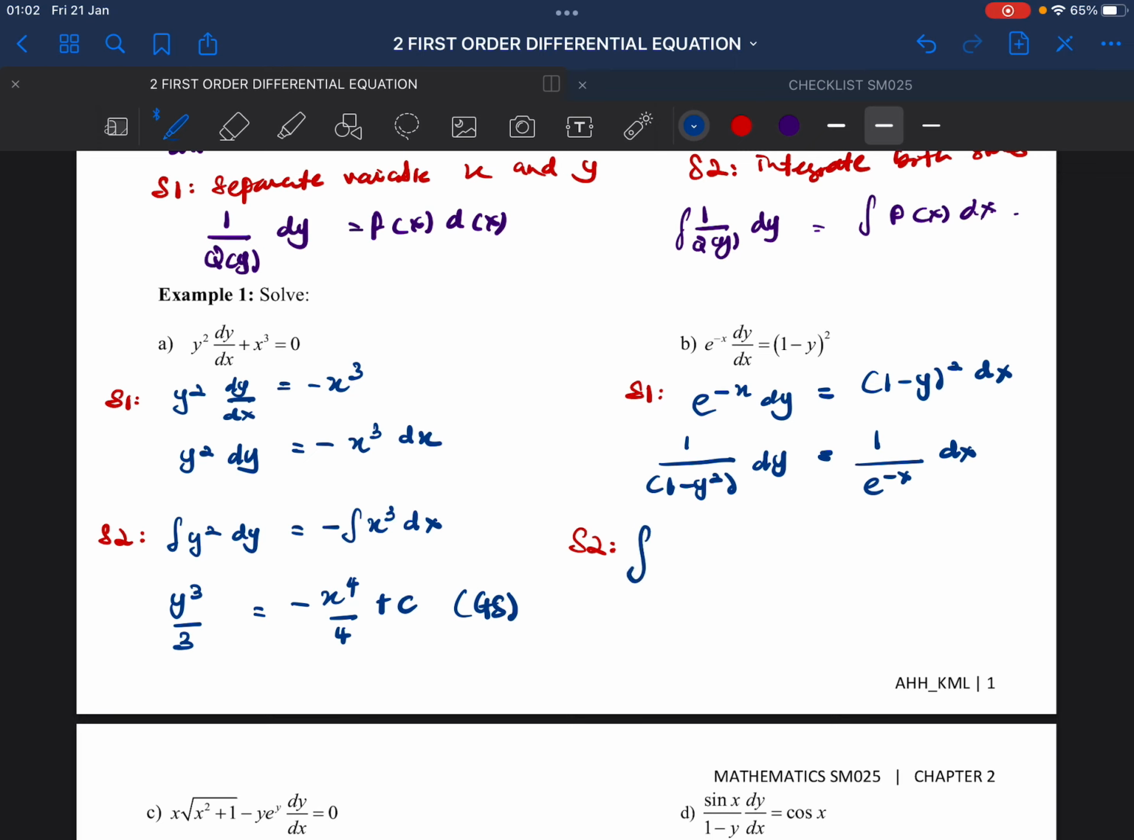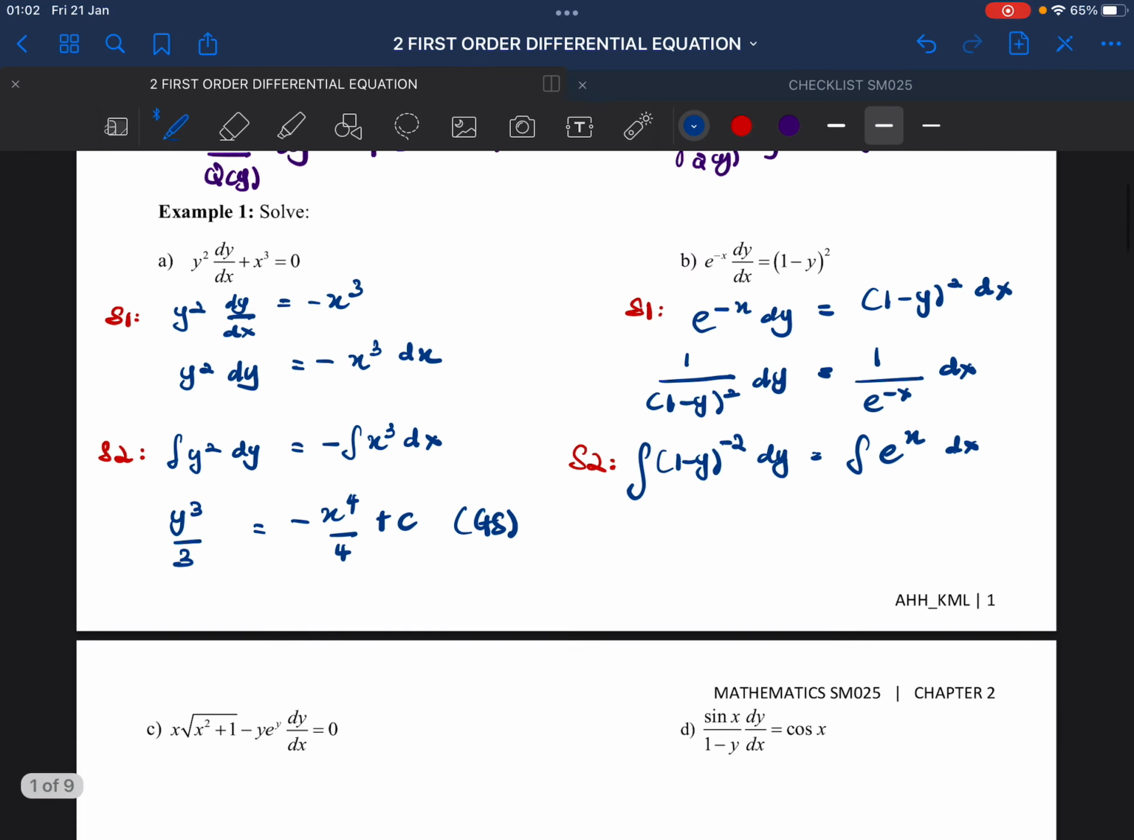So integrate 1 minus y square. 1 minus y, sorry, square nya dekat luar. Okay, here square dekat luar. So we can actually use power rule. So kita boleh naikkan dekat atas, 1 minus y negative 2 dy, which is on your right hand side, dekat situ ialah exponent x. Okay, integrate both sides.